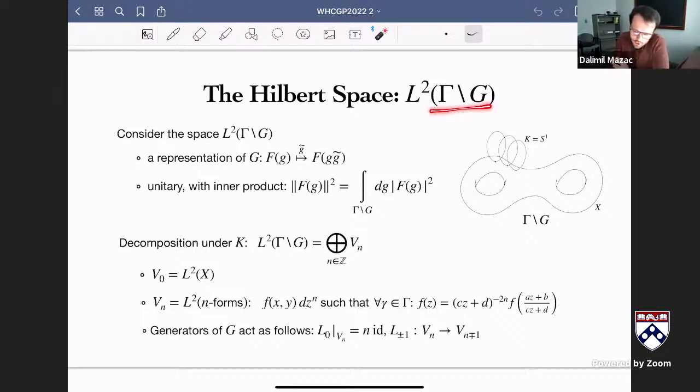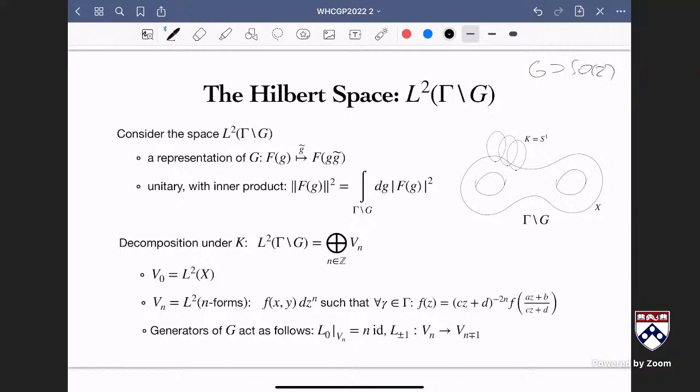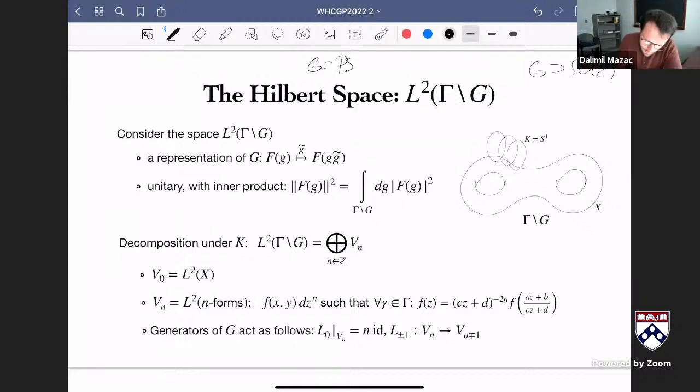The circle is a part of this G, right? So G contains a circle. G was a group. Yeah, G is PSL2R in the rest of the talk. And this contains SO2R, or PSO2R, as a maximal compact subgroup.